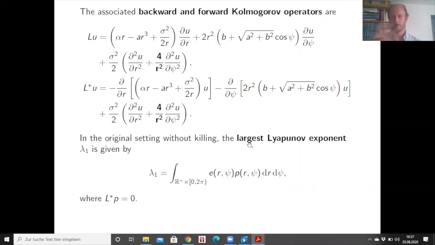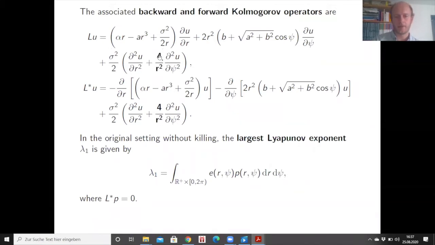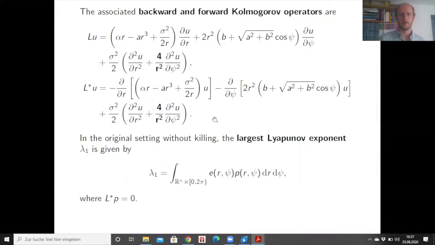And Maxime will talk about this in more detail. I just want to mention here, these are second order differential operators. And what doesn't make it so easy is that in the Laplacian part you have a non-constant Laplacian, with these dependencies in the psi direction on the R. And this made our life a little bit difficult at the beginning.